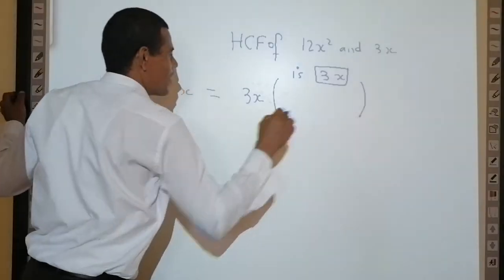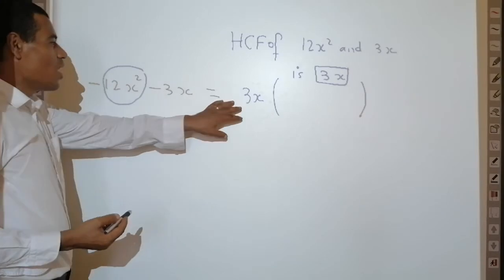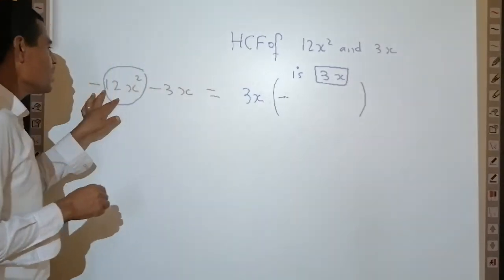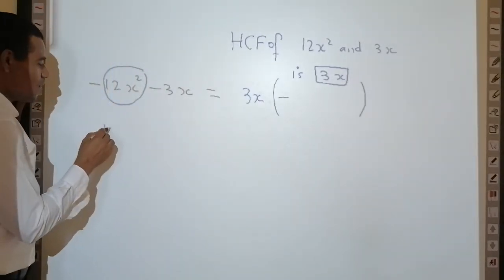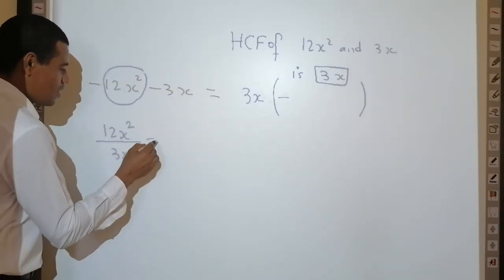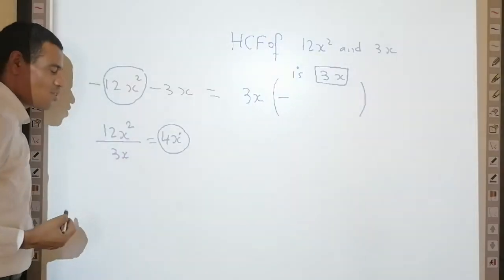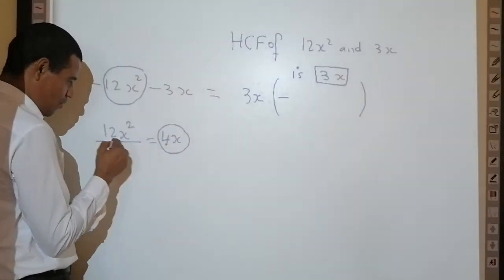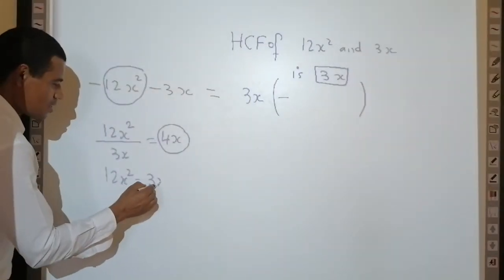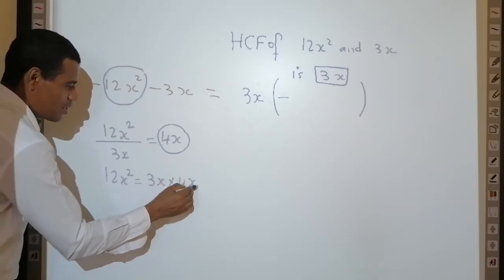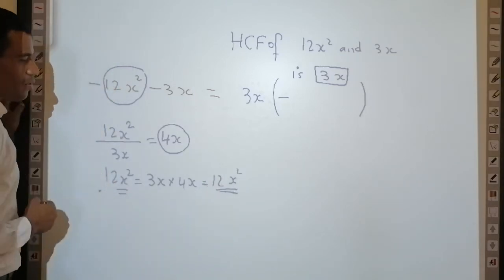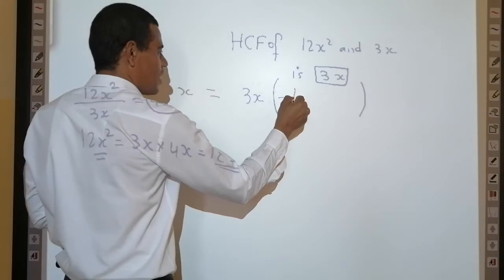I will open my brackets. The question is that I want to get here negative 12x squared. Now 12x squared divided by 3x gives what? Gives 4x. So this one is called the remainder. So 3x multiplied by 4x gives 12x squared, because 3 by 4 is 12, and x by x is x squared. Okay? So then I will write here negative 4x.